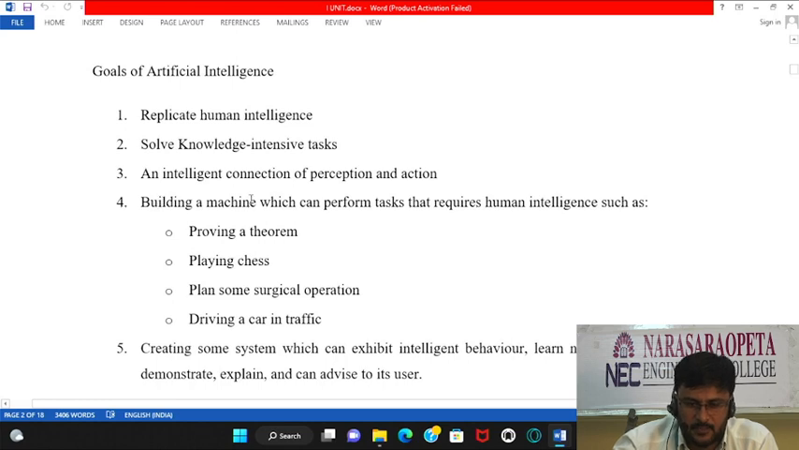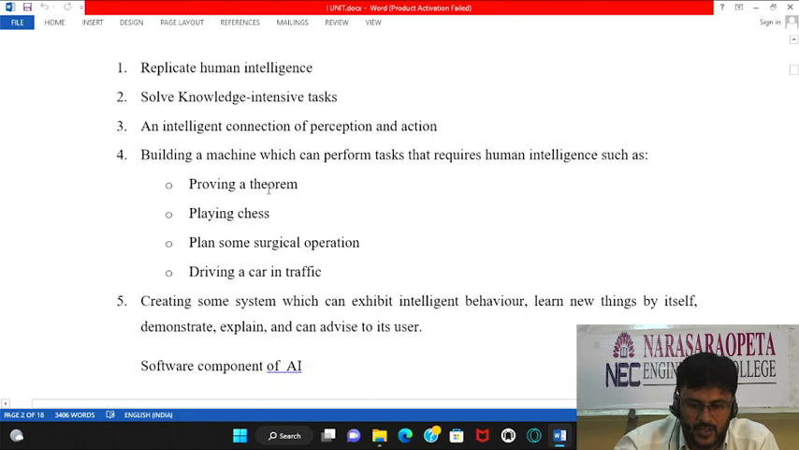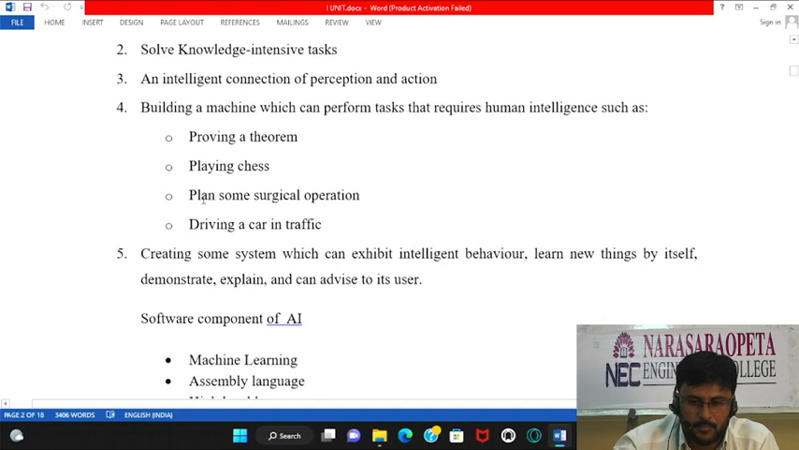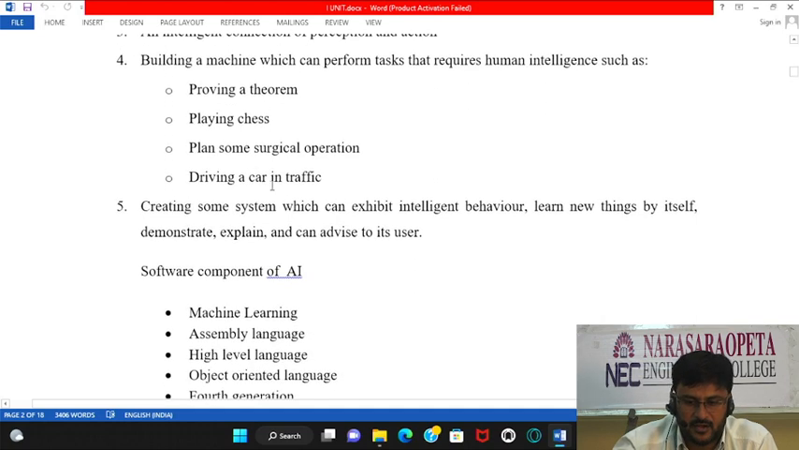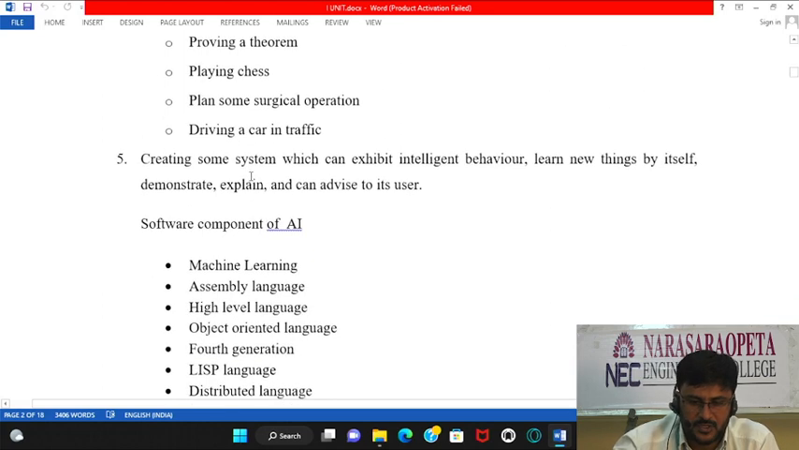Next, building a machine which can perform tasks that require human intelligence, such as proving a theorem, playing chess, planning surgical operations, and driving a car in traffic without a driver. Next, creating a system which can execute intelligent behavior and think by itself. The machine learns on its own, demonstrates, explains, and gives advice or solutions to its users.